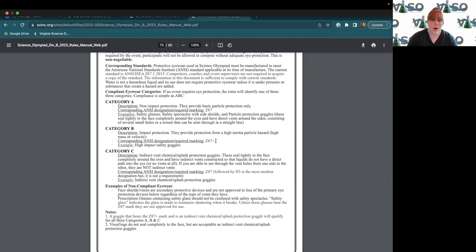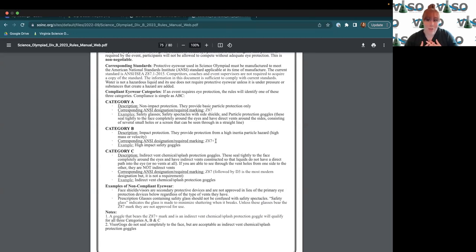Okay. So category C is what was in Crime Busters. And like I mentioned, those are going to be like your chemical splash protection goggles that have to seal tightly to their face, make a nice little line around their eyes, and have to be indirectly vented. If you are not sure what that means, you honestly can probably find examples online, but I work in a classroom, my county provides me indirect vent chemical splash protection goggles that actually are also impact rated.